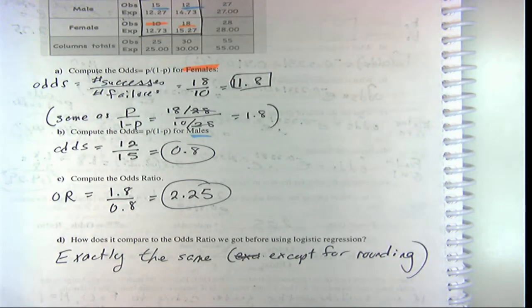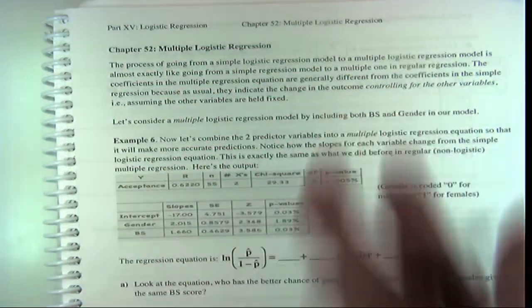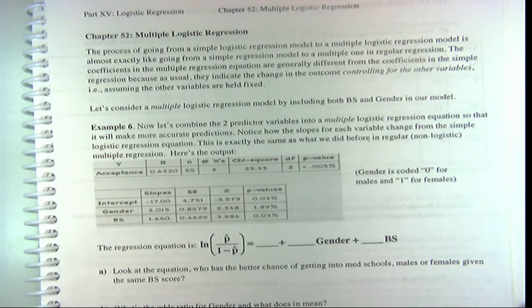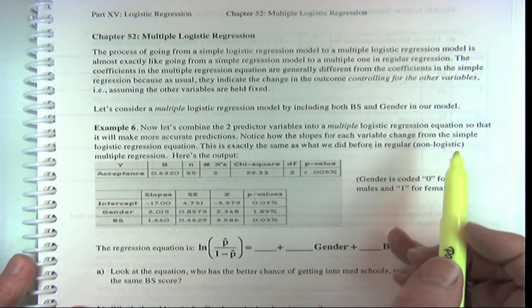So finally, we finished 5.1. Now we're going to do chapter 5.2. What are we going to do? We're just going to add multiple x's, more predictor variables. This part will be very, very similar. We should be able to go through this pretty quickly because it's exactly the same thing.